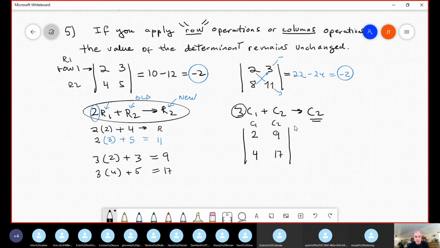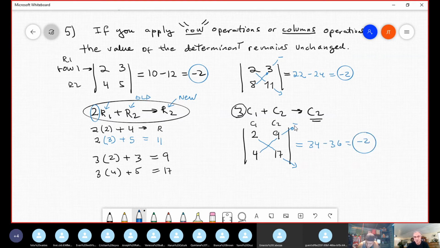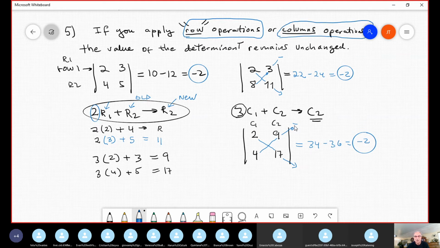Okay, let's do the multiplication. 2 times 17 is 34. 9 times 4 is negative 36. Again, it's negative 2. This is really unbelievable. So when you perform row operations or column operations on the determinant, the value stays the same. Do you see or no?